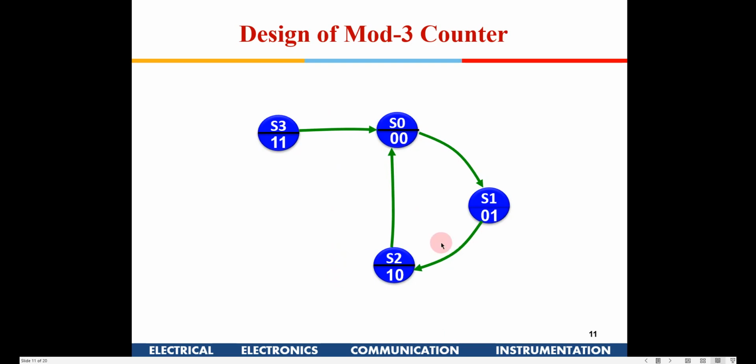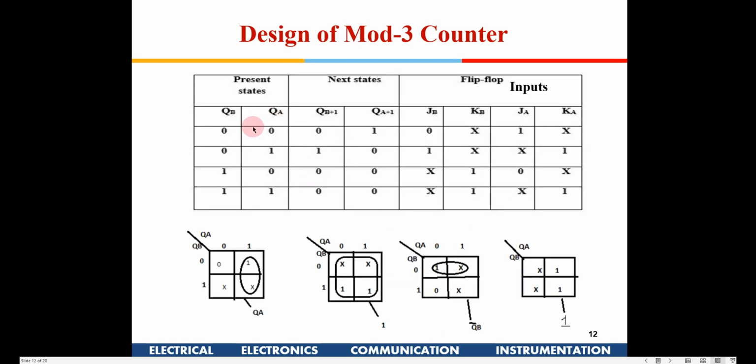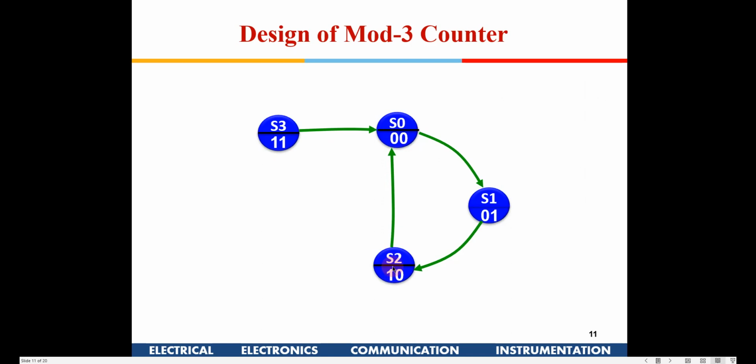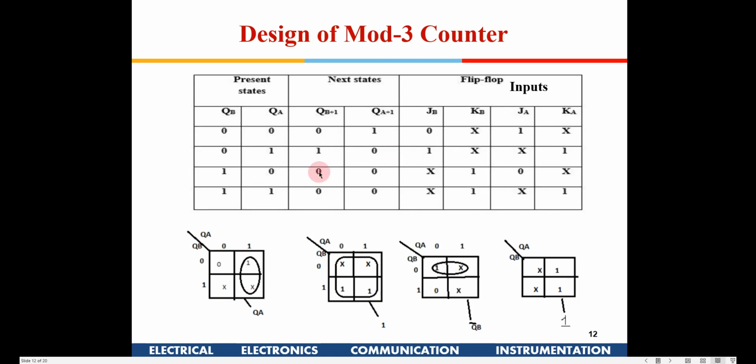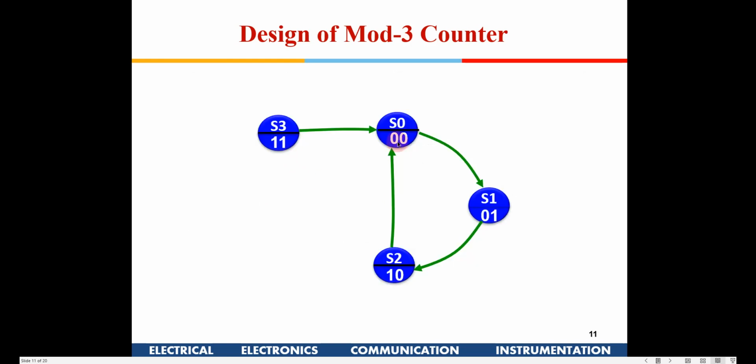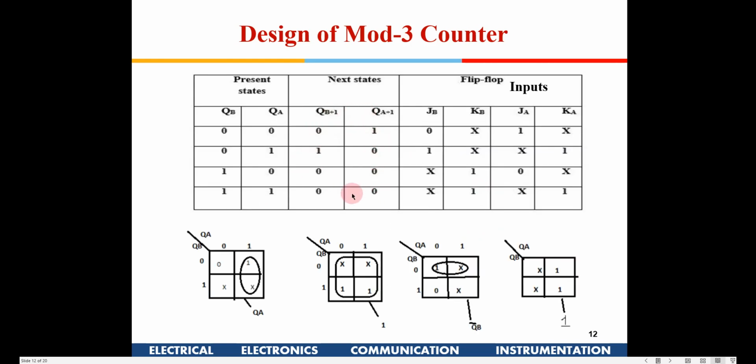So what do I do? Again, it is simple: QA, QB. The next state for 0, 0 is 0, 1. For 0, 1 it is 1, 0. For 1, 0 it is coming back to 0, 0. And for 1, 1 also, it is coming back to 0, 0. So I make this. Okay.